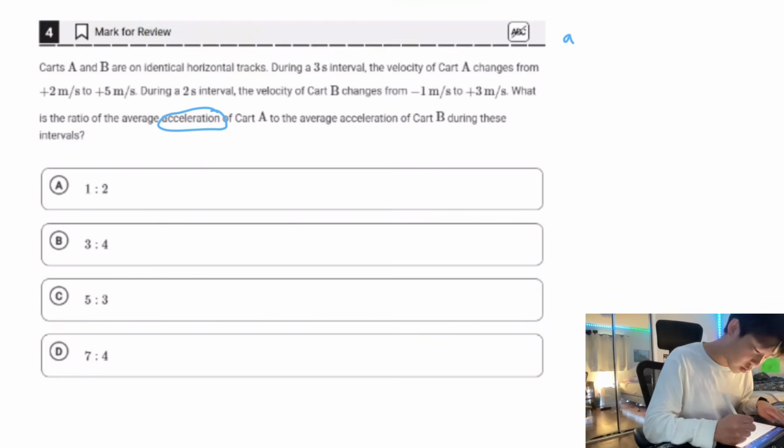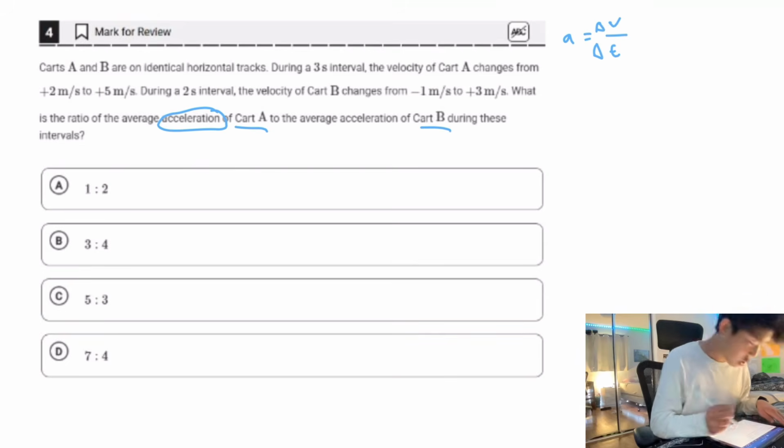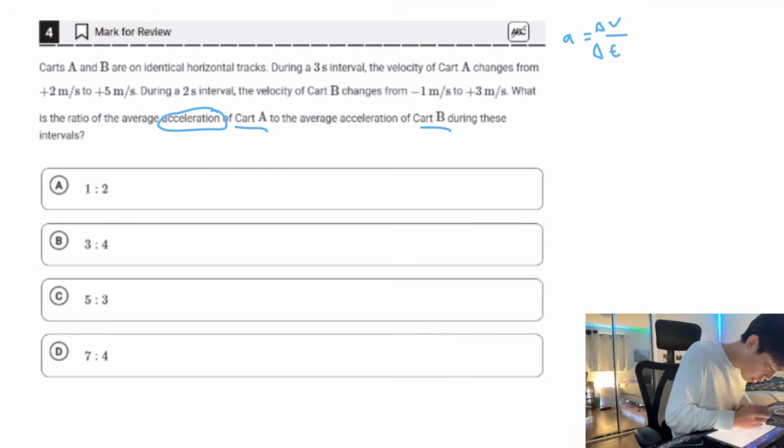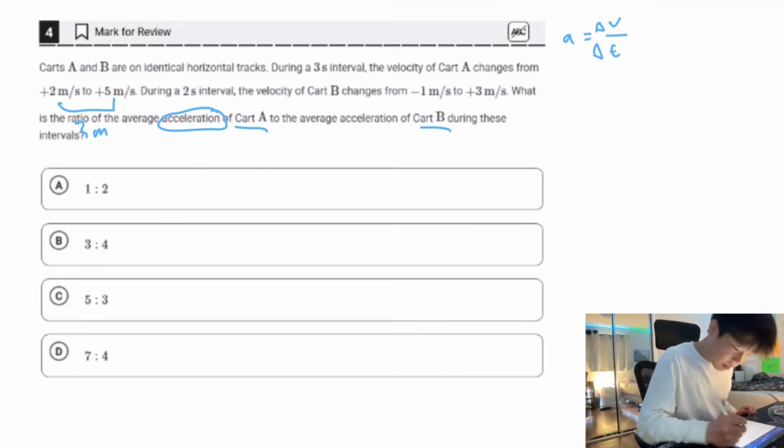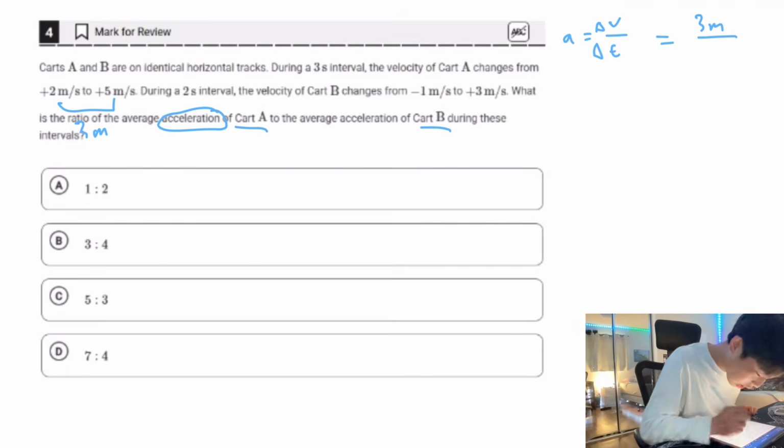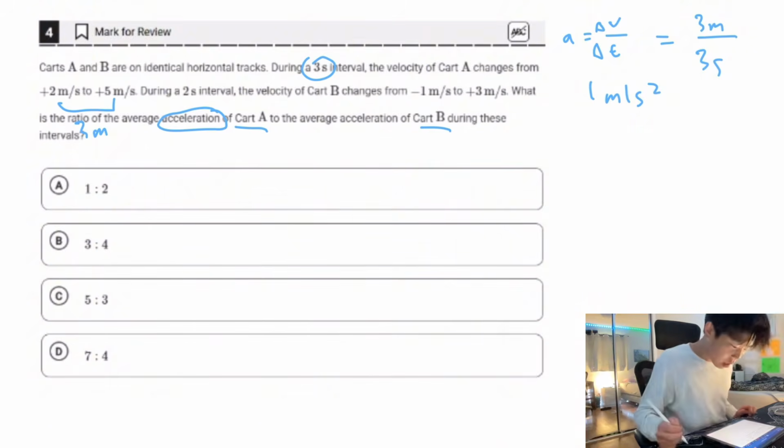So it's asking for acceleration, which is just equal to change in velocity over change in time. It's asking for cart A and cart B. So what is cart A? Cart A has a change in velocity of, if you don't know this, you're cooked, 3 meters. So that equals 3 meters in a time of 3 seconds. Yeah, there's no way they're giving you a question like this on the AP test, or on the national exam. That's how Heimler would say it.